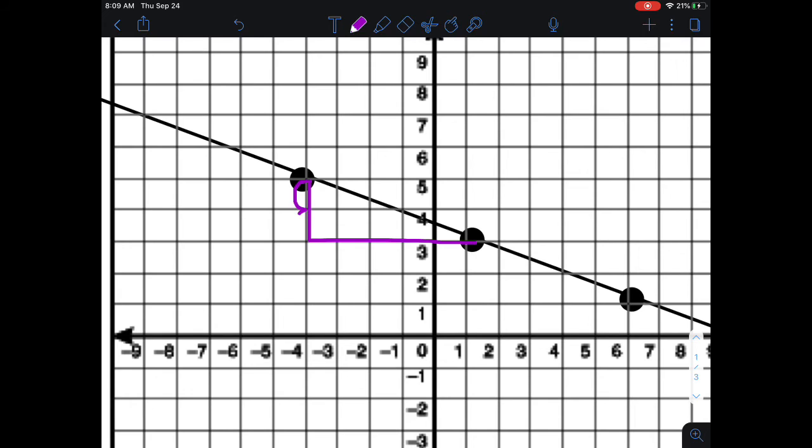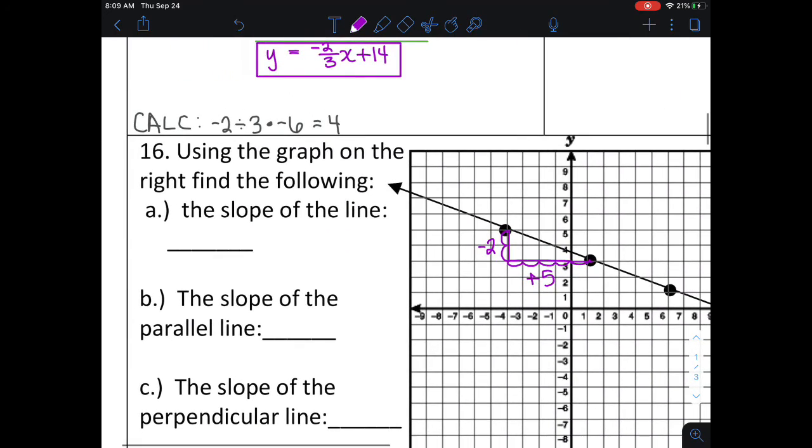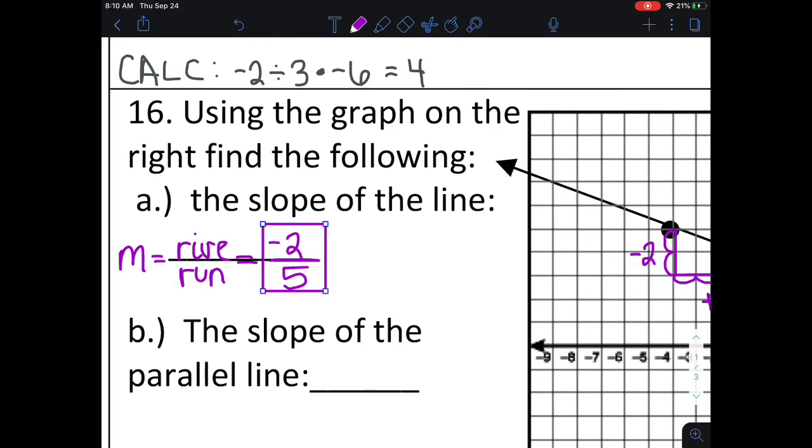So I start here, and I have to go down first. Well, down is negative, so that's -2. Then I have to go to the right, 2, 3, 4, 5. Well, right is positive, so that's +5. So my rise is -2, and my run is 5. So again, slope equals rise over run. So that's going to equal -2 over 5, and that's my slope.